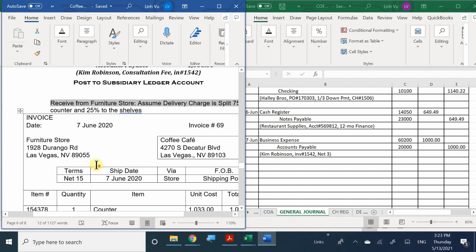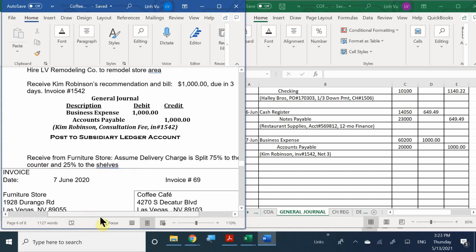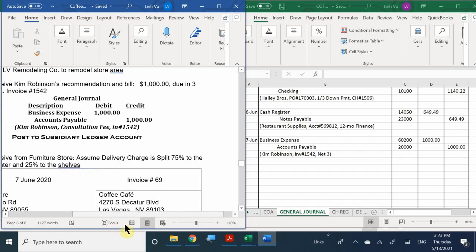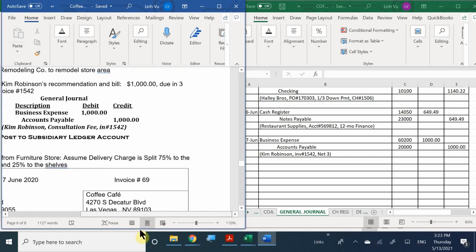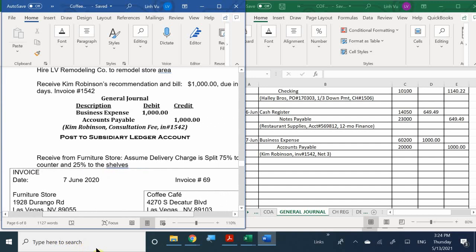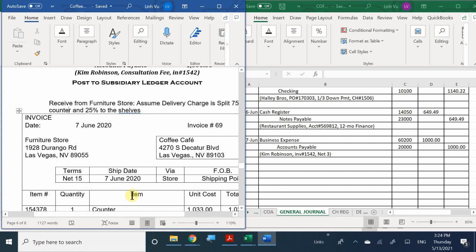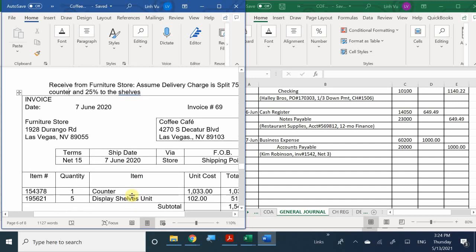All right, so this is where we left off. And guess what? We have received from the furniture store a bill and an invoice, and here it says assume that delivery charges are split 75% to the counter and 25% to the shelves. So we received a bill. We received our 1 counter and 5 display shelves.